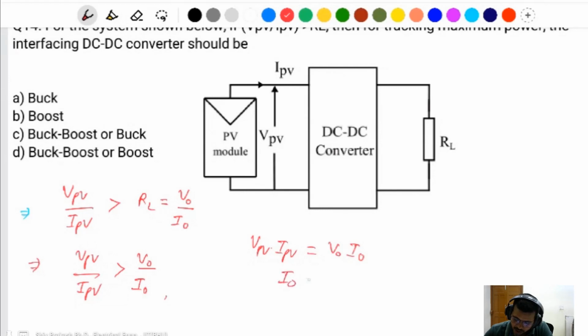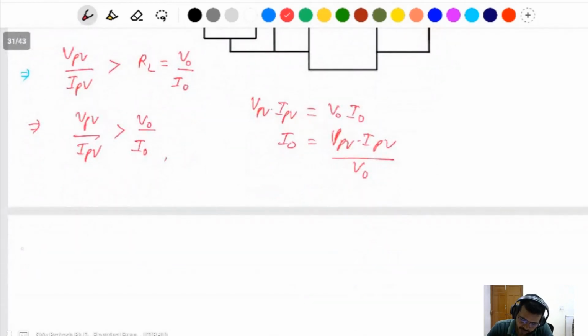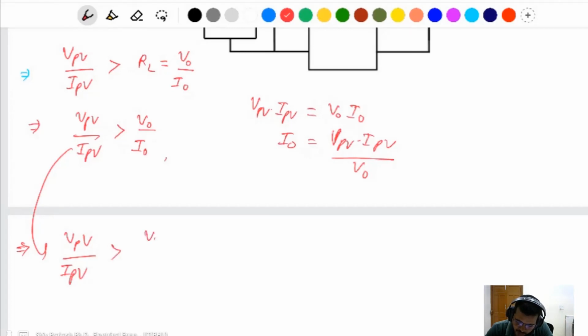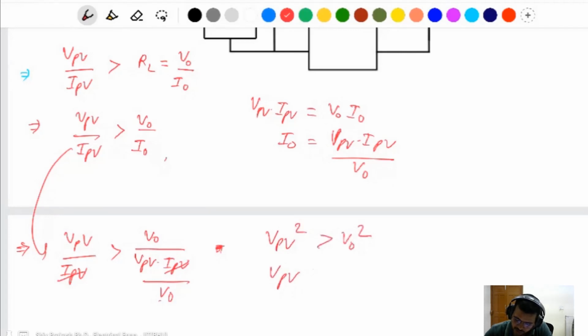And what is the output here? I output is VPV times IPV divided by V output. Substituting, IPV cancels out, and V output remains. Then VPV square should be greater than V output square. So VPV should be greater than the V output.